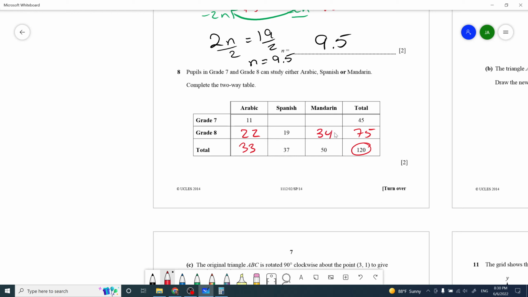Okay, 50 minus 34, that's going to give us 16. And 37 minus 19, that's going to give us 18. Let me double check. 11 plus 18, that gives us 29. 29 plus 16 does give us 45, so we are good.